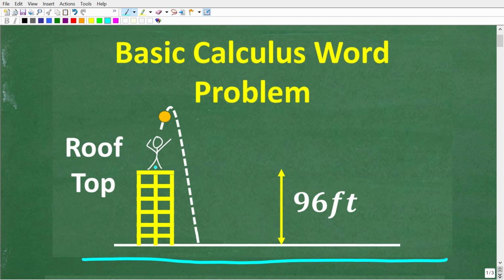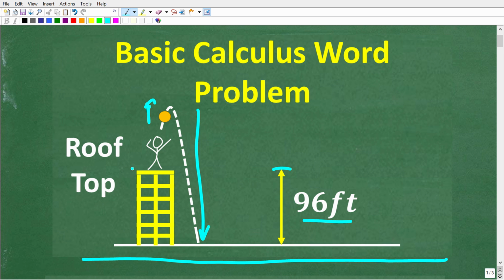Now, what's going on is there is a person on top of a roof of a building, and the height of this building is 96 feet. Actually, what's occurring is that this ball, now it looks like it's arcing over, but technically it's being thrown straight up. I just did it this way to give you a sense that the ball is going to be going up and then back down to the ground. But the ball is going straight up and then straight back down.